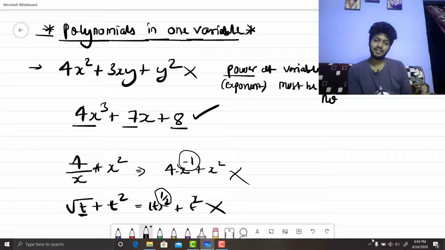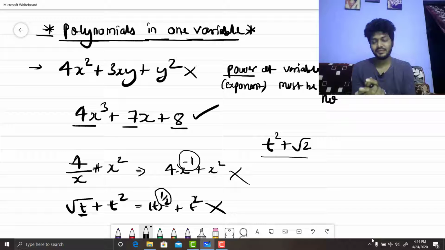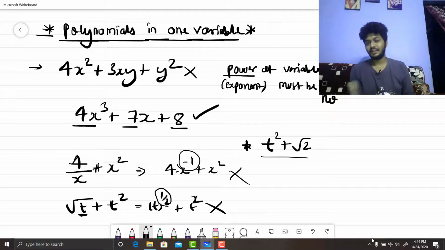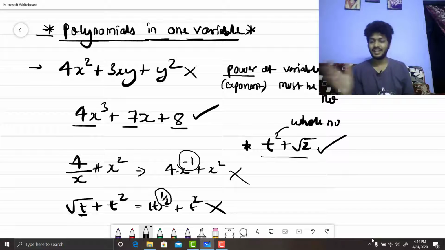One more last, t square plus root 2. What about this? Again, what will we check? We will check the variable and its exponent. The variable is t and its exponent is 2, which is a whole number. Therefore this is a polynomial. Don't get confused by this root 2 written here, since it does not have any variable component attached to it. So we are fine here, no need to worry.